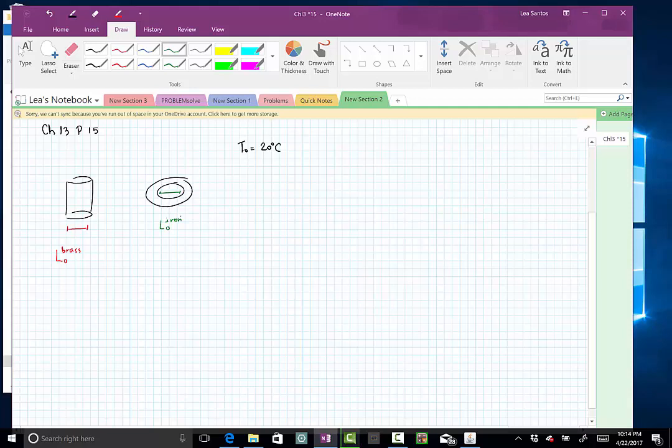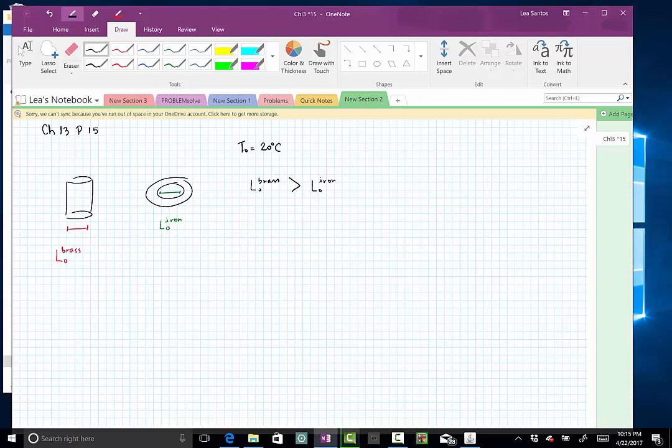Now what happens is that at 20 Celsius, this initial diameter for the brass is larger than this initial inside diameter for the iron. And so I cannot put my plug inside the iron. So what we are going to do is change the temperature, and we want to know to which common temperature we have to bring both pieces so that I can put this brass plug inside this ring made of iron.